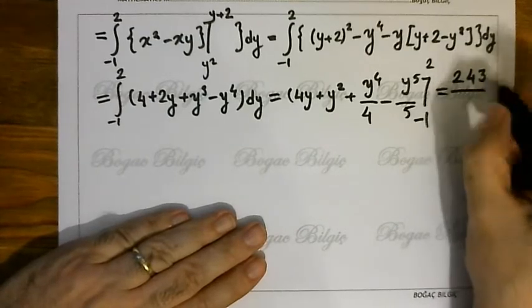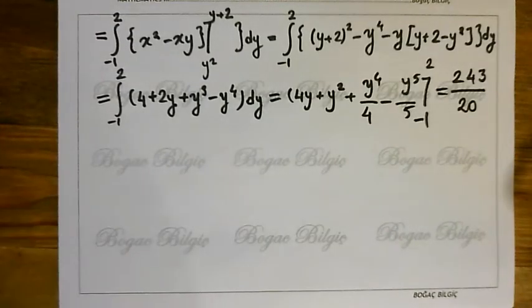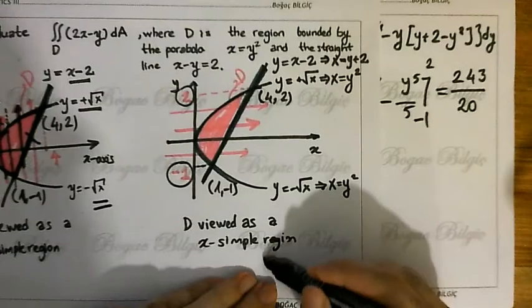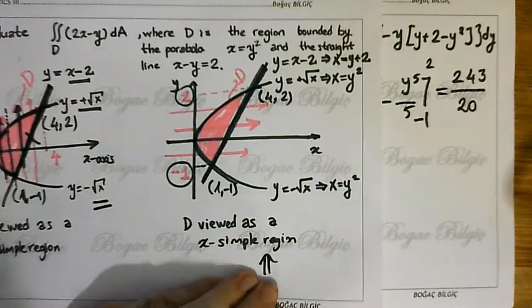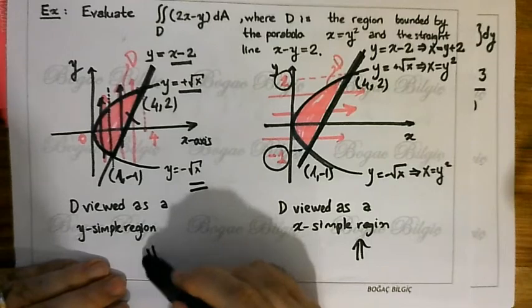Calculate: 243 divided by 20. This example shows that it is sometimes easier to integrate in one order rather than the other due to the shape of D. Therefore, we prefer to view D as an x simple region. If you choose the other, it is a very hard way.